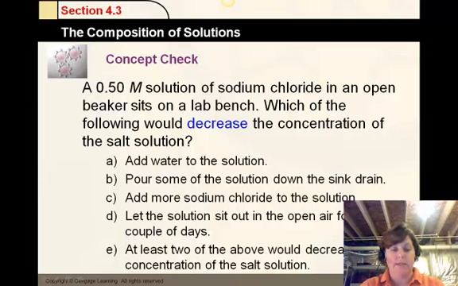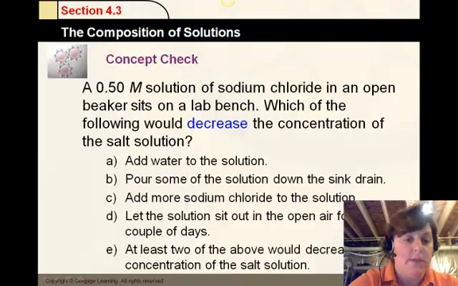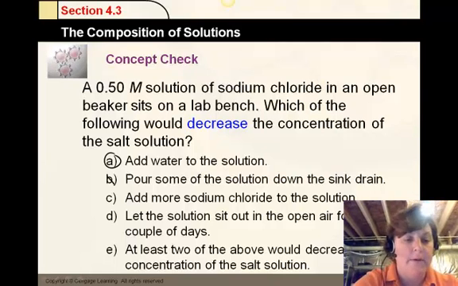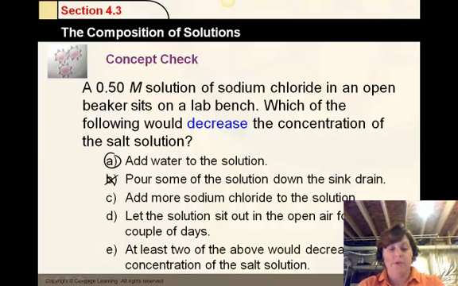So let's go through these. Add water to the solution. That's definitely going to decrease the concentration, so I like that one right away. Pour some of the solution down the sink drain. Well, that's going to decrease the amount of stuff, but it's not going to change the concentration, so I don't like that one. If I add more sodium chloride to the solution, that's definitely going to change the concentration, but it is not going to decrease it.